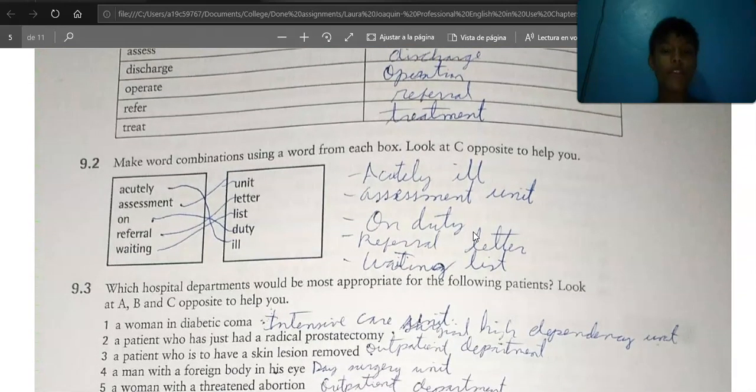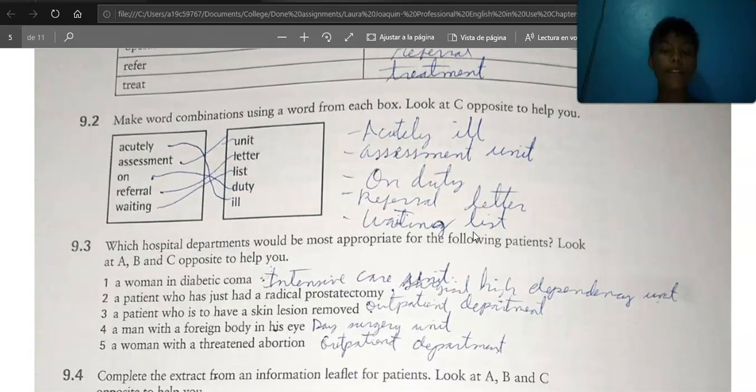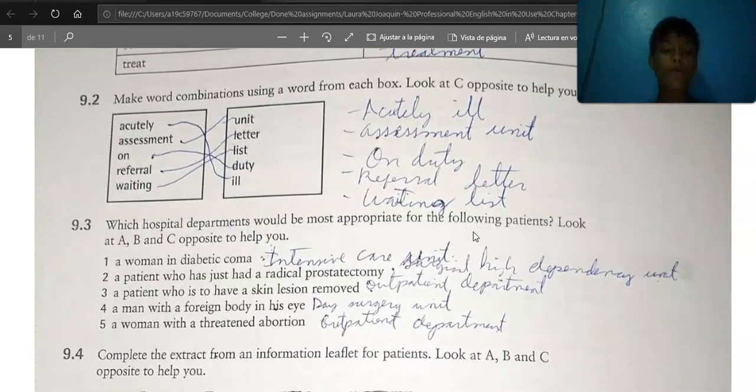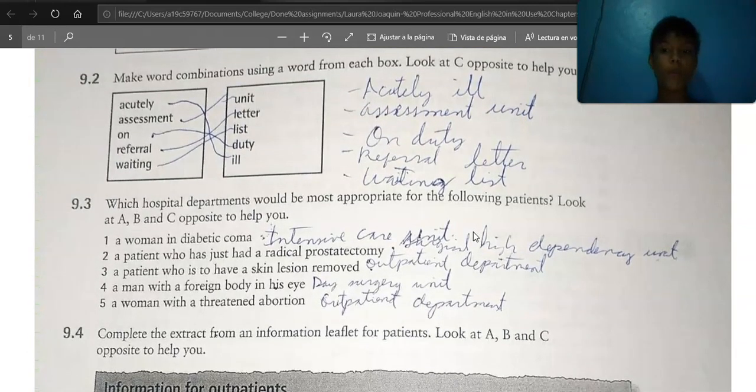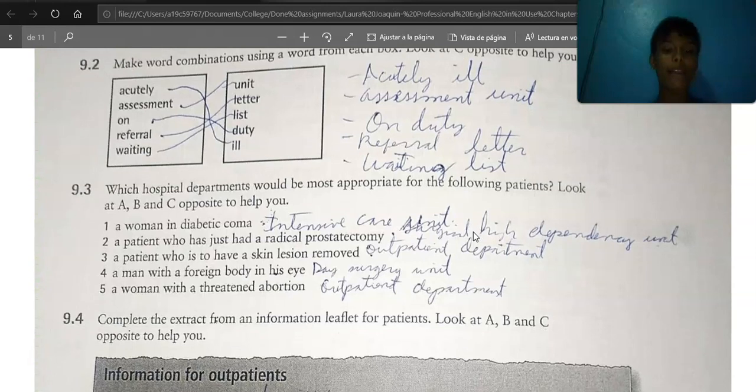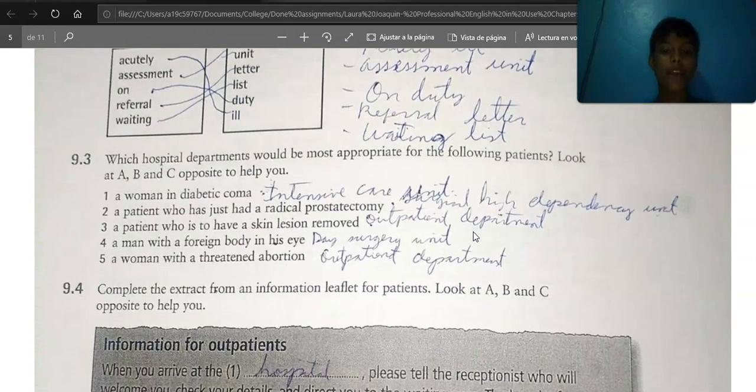Make word combinations using a word from each box. Look at C opposite to help. Acutely ill, assessment unit, on duty, referral letter, waiting list. Which hospital department would be most appropriate for the following patients? Look at A, B, and C opposite to help. A woman in diabetic coma, intensive care unit.